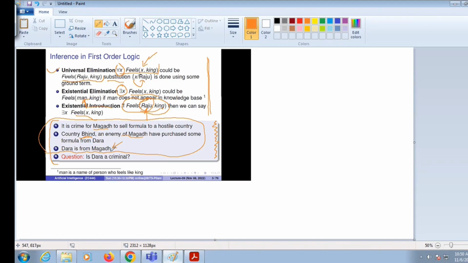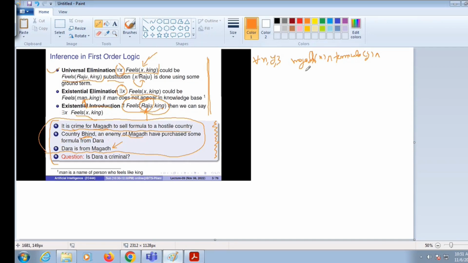So if it is the setting that somebody sells formula to a hostile country and he is from Magad, then he is a criminal. Okay. So let's assume that these are the settings. So how can I represent this as knowledge? I can write that for every x, y, z, if Magad x, somebody is from Magad x, and Y is a formula. I'm writing this statement: it is a crime for Magad to sell formula to a hostile country.